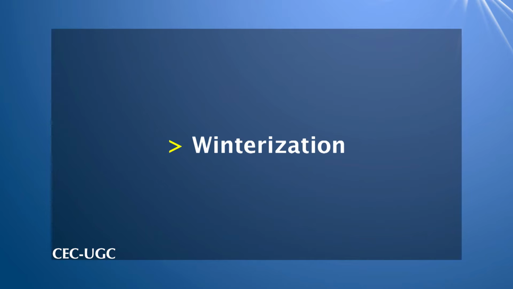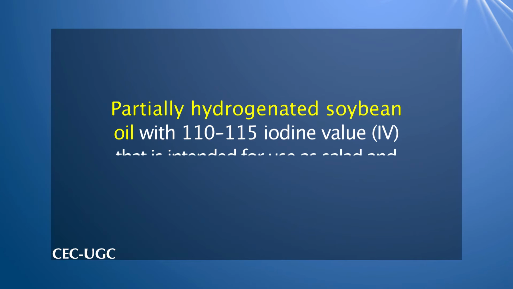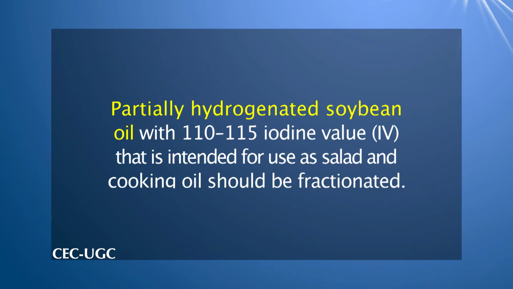Winterization is the process in which the more saturated molecular species in the oil are solidified and removed by a low temperature treatment, which increases the cold storage physical stability of the oil. Partially hydrogenated soybean oil with 110 to 115 iodine value, that is intended for use as salad and cooking oil, should be fractionated. By doing so, the more saturated molecules and some high melting trans isomers are removed to produce clear oil that meets low temperature storage requirements.